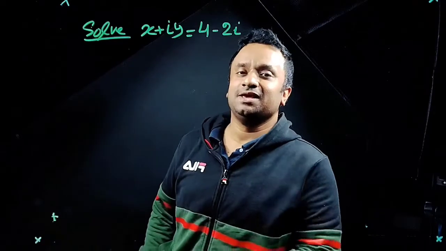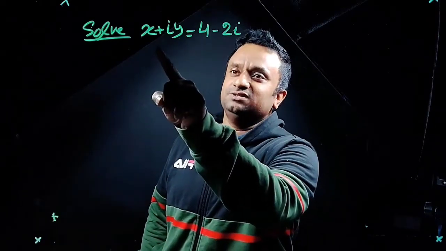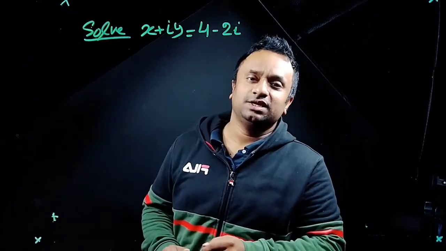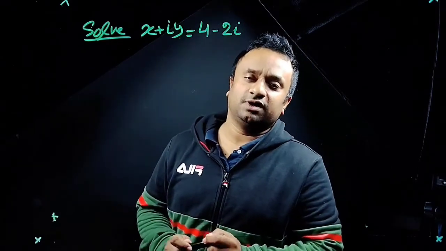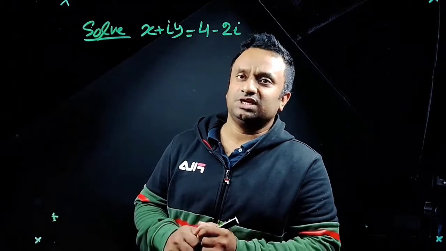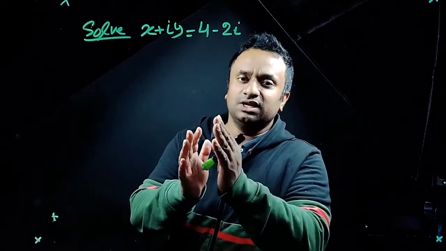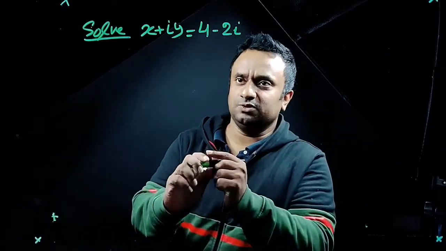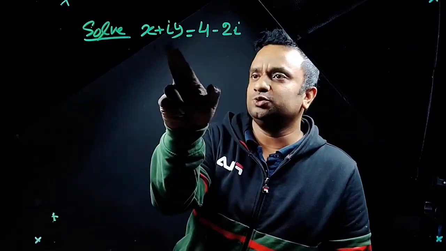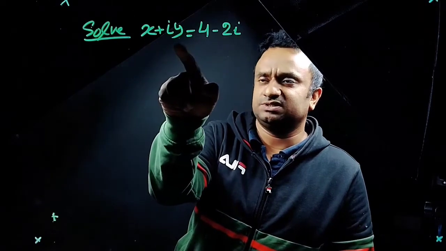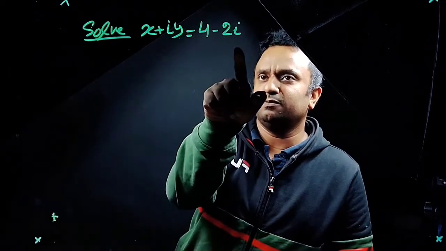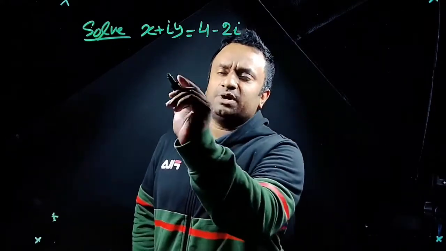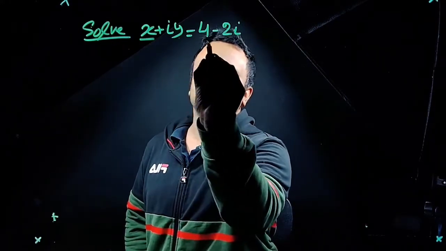We need to solve this equation. This is x plus iy equals 4 minus 2i. Now, from the properties of complex numbers, we know that if two complex numbers are equal, then their real parts are equal and their imaginary parts are also equal. Here you find two complex numbers. This is x plus iy, this is a complex number, and 4 minus 2i, this is also a complex number. So the real parts of both will be same.